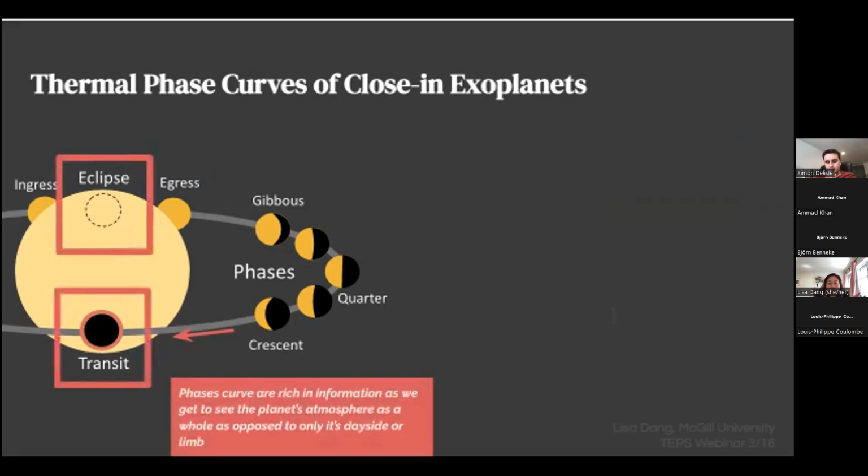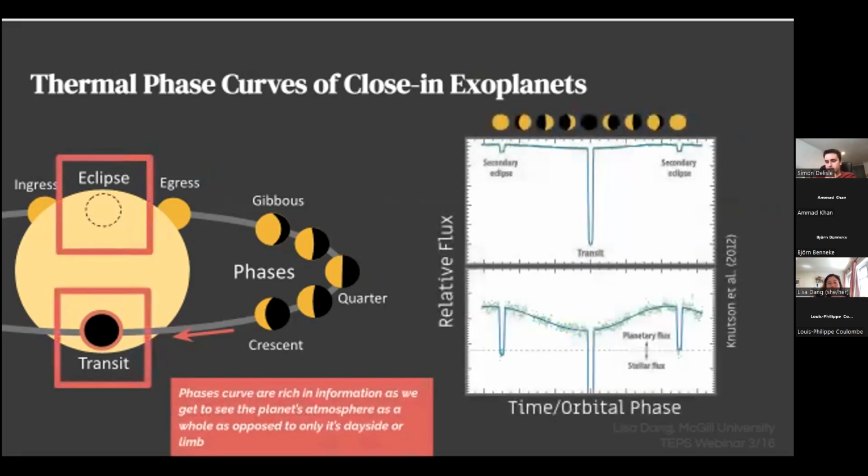But as we observe it over time, we're also going to see different regions of the planet causing variation of brightness over time. On the right here, I have an example of an infrared phase curve of HD 189733b, where you can see the planet's transit in the middle and the two secondary eclipses at the two ends. But if you zoom in on what's in the middle, you also see this modulation here that is caused by the planetary flux.